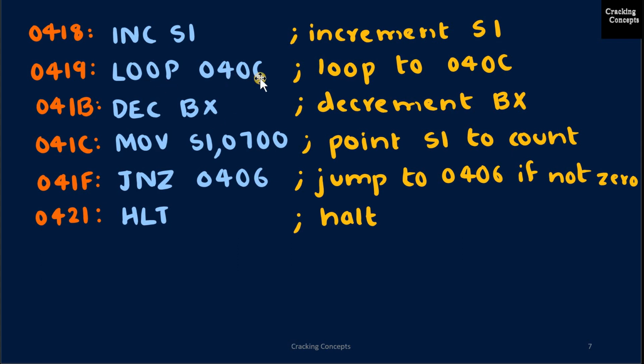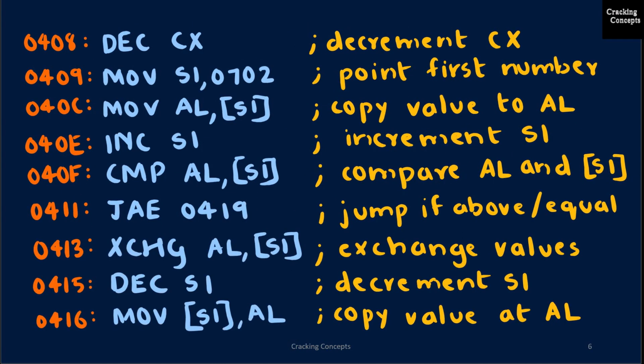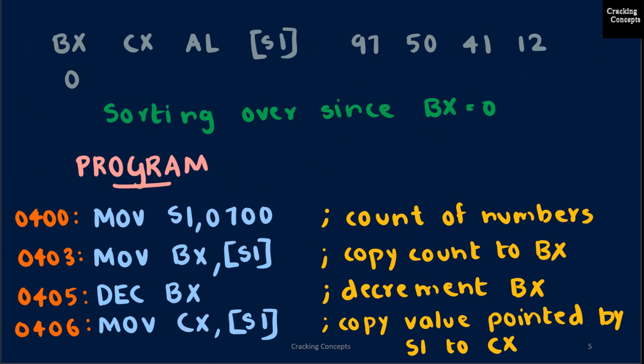This is a 2-byte instruction and this is a 1-byte instruction. Then we point SI to the first location where we have the counter value, because we are starting the next set of iterations after decrementing BX. Now this is a 3-byte instruction. Then we jump to 0406, where we are loading the CX register with its count of numbers.